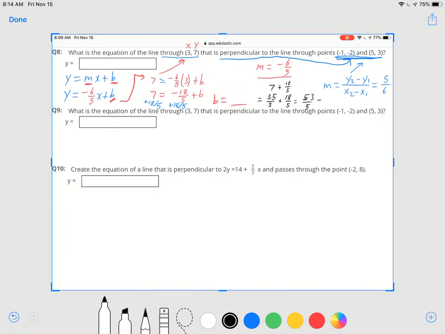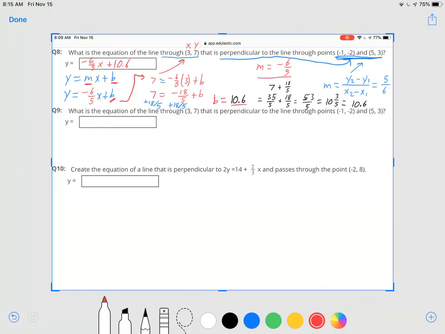So that should be good enough, 53/5. If you wanted to change it to a mixed number, that would be 10 3/5, or even a decimal would be 10.6. So that's what b is, 10.6. And now we can plug that into our final answer. When we finally update the full equation, I'm just going to write it in the box that's given. y equals -6/5 x plus 10.6. So that's number 8.